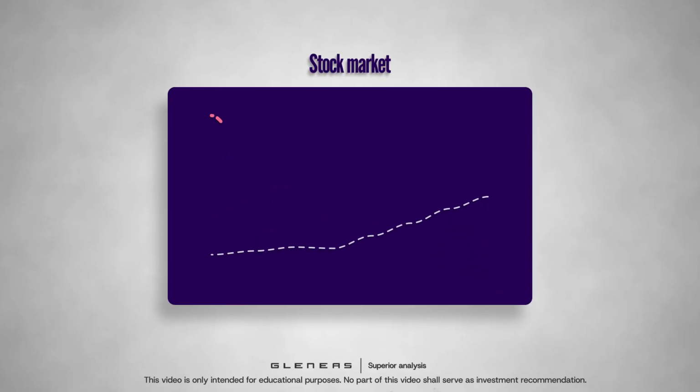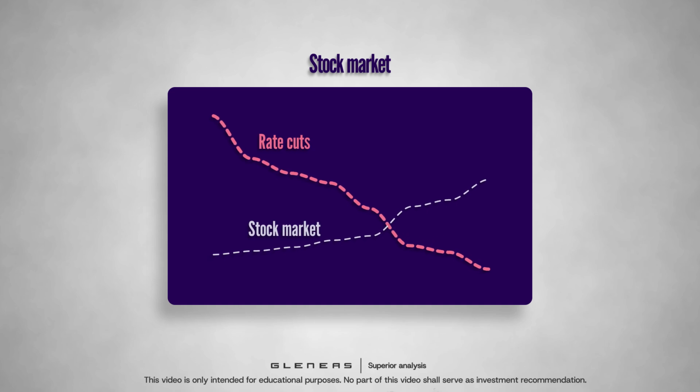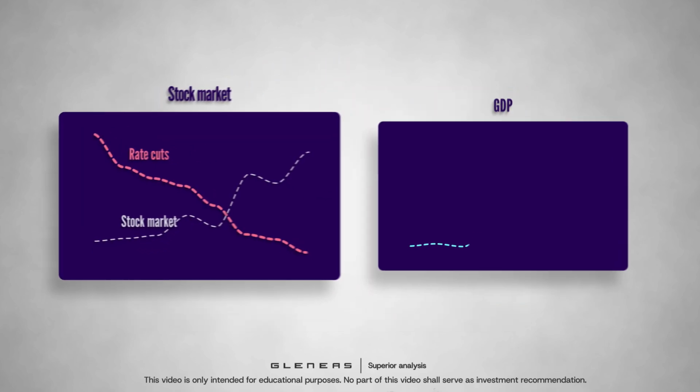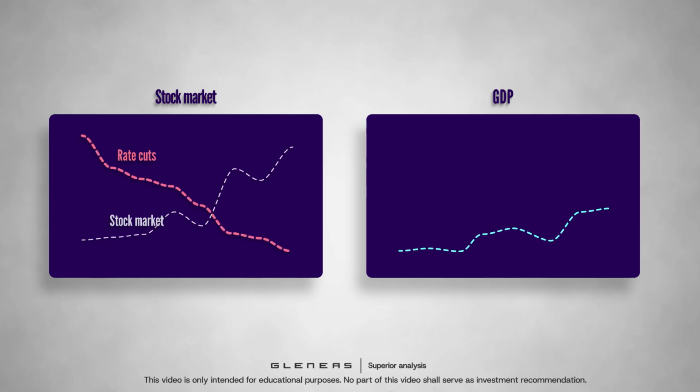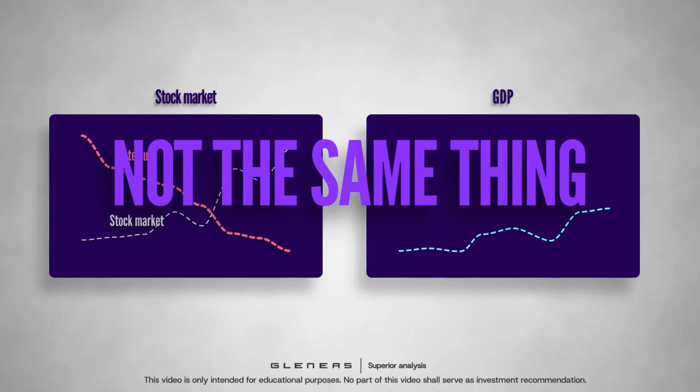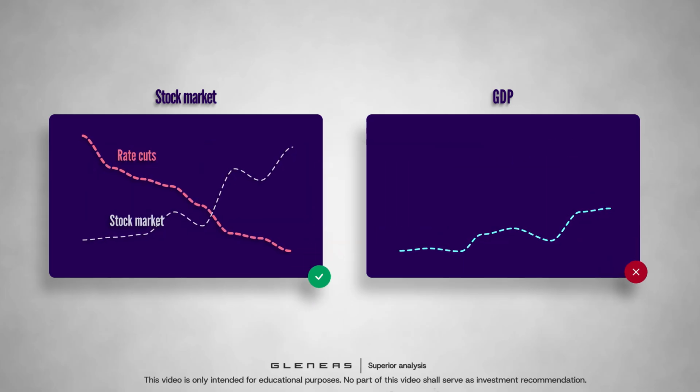Stocks can rise due to expected rate cuts or continued growth of corporate profits. While the stock market reflects expectations and financial conditions, GDP shows actual production and spending across the economy. They are connected, but they are not the same thing. And a strong stock market does not automatically mean the underlying economy is strong.